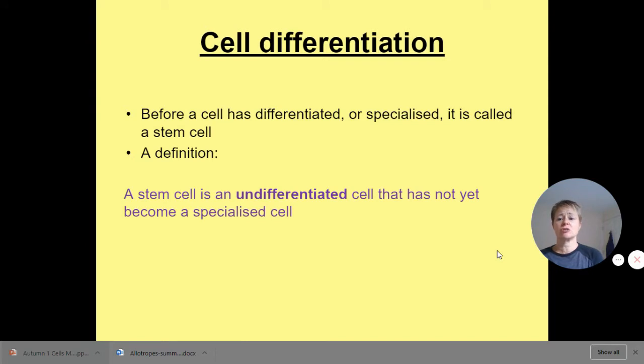So a good definition to write down is a stem cell is an undifferentiated cell that has not yet become a specialised cell. So you could pause the video here to get that written down.